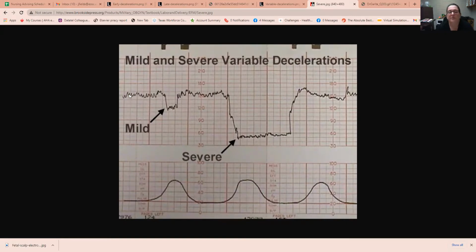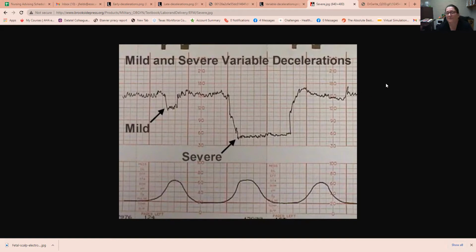Yes, sorry, I was trying to read that. I think that's a 180 there. This should be 150. So we have a baseline of 150 with moderate variability. We've got a variable decel to 120 with quick recovery. And then we have a variable decel down to 50 that lasts a couple of minutes. When it recovers quickly, it looks like the variability is still pretty good.